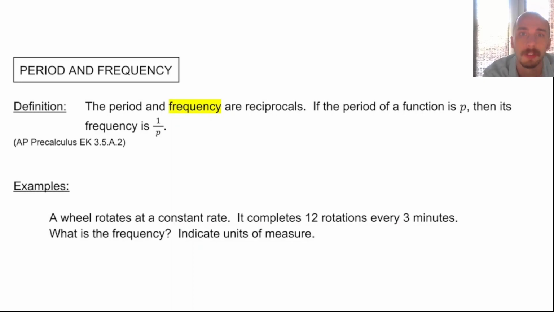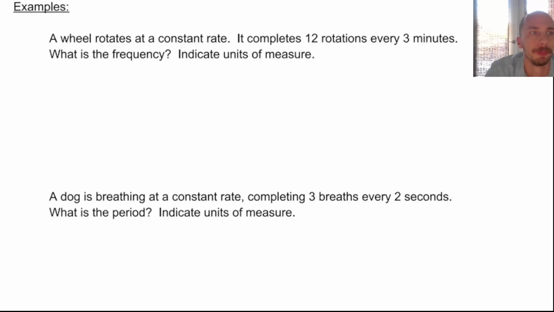So the first thing I wanted to say is, okay, period and frequency. The period and frequency are reciprocals. If the period of a function is p, then its frequency is 1 over p, and that's what it means to be reciprocals. So I'm just going to show you what I mean with some examples.